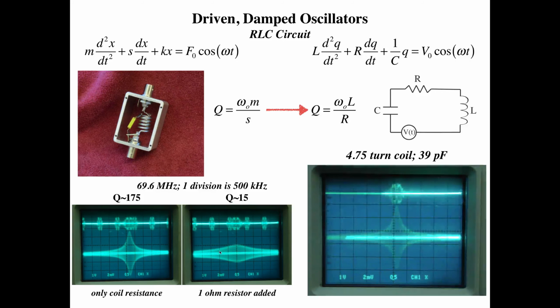And you can see you still have a resonance curve. The peak still occurs at about 69.6 megahertz, but notice that the width of the resonance line has increased and the amplitude has decreased relative to the curve on the left, where we only had the coil resistance. And if you calculate the Q for this, you see a quite low value of Q of about 15.